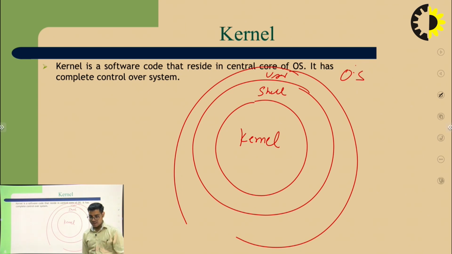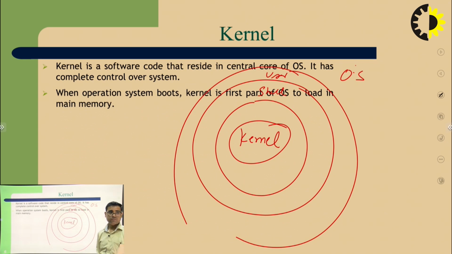When the system starts, the main core part of the operating system is loaded into the RAM. As the system starts, the whole operating system is not loaded; only the main core functionality of the operating system, called the kernel, is loaded into the RAM. So this is all about the kernel. It is also system software. When the operating system boots, the kernel is the first part of the operating system loaded into the main memory, that is the RAM.